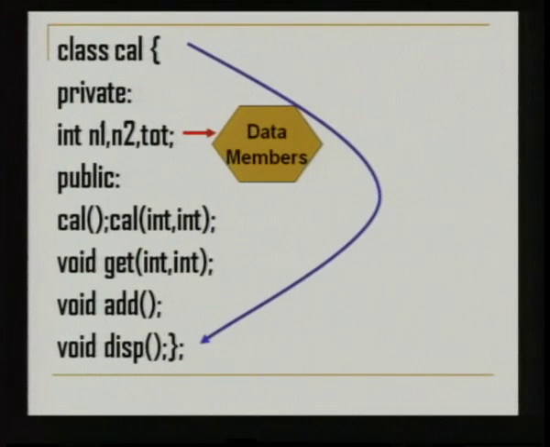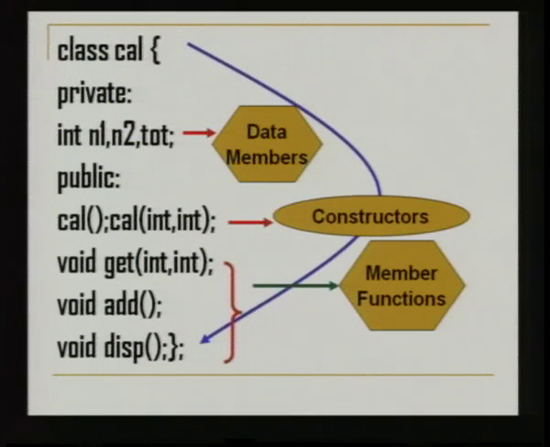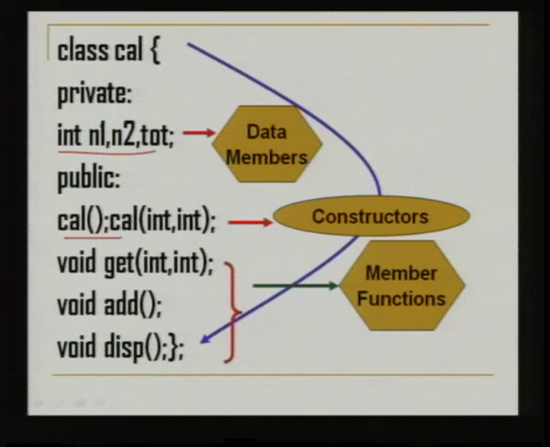So, the first n1, n2 and tot are called the data members. You have the class ending after disp with the flower brace ending with a semicolon. Get, add and disp are called member functions. Cal, because it is having the same name as the class, are called constructors. So, this is the organization of the class. You are having the data members, you are having 2 constructors with the class name and you are having 3 member functions. So, now we have to give the definition. Here we have only declared what the class holds. Now, we have to define what each function and what each constructor is going to do.